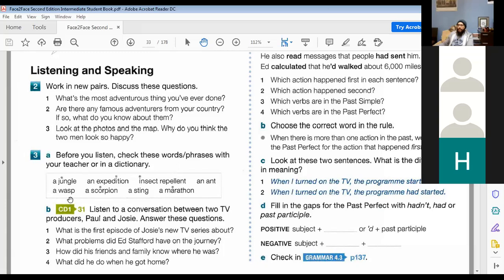No? Okay. A scorpion. Yes, I know. You know what a scorpion is, everyone? It is an insect. Yes. An insect that stings. It's an insect that looks like a bee and it stings, right? Yes. Okay. A marathon. Expedition, travel.